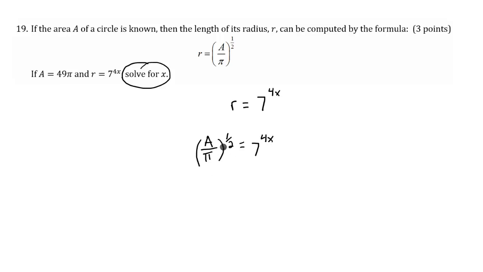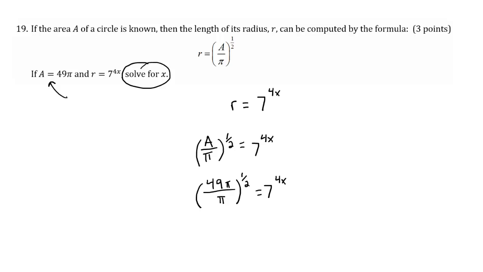Now that actually didn't help us too much because now we have a variable a, and we don't know what that is. So I look back to what I was given, and it does say that a equals 49 times pi. So I'm going to rewrite a, but instead I'm going to do 49 pi to take its place. In the denominator I still have pi, and then my exponent is still 1/2. On the right side I have 7 to the 4x power still.